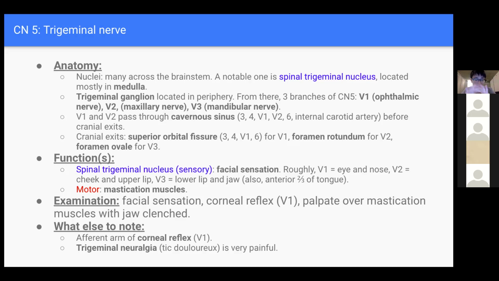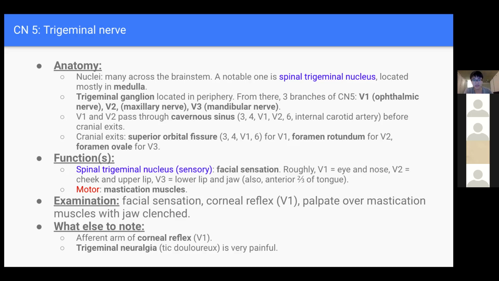CN5 also has some motor function. I'm not going to talk about the nucleus or which branch of it. All you need to know is that CN5 has a motor function. It controls the mastication muscles for chewing. The masseter, the temporalis, a couple of other ones. Don't need to know the names, just that it controls the mastication muscles.